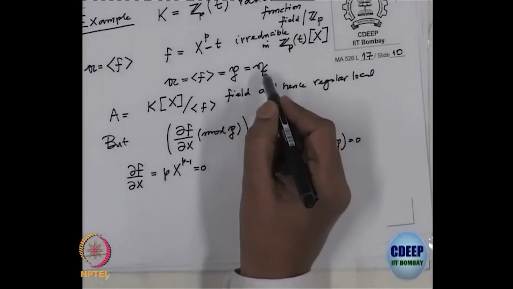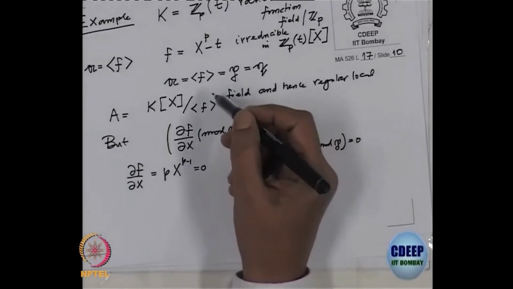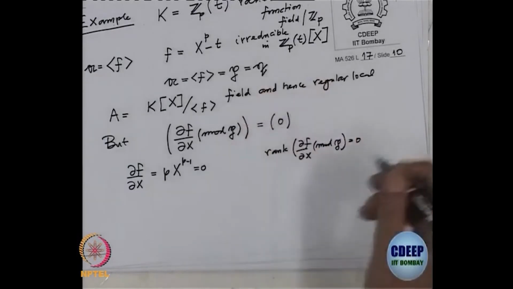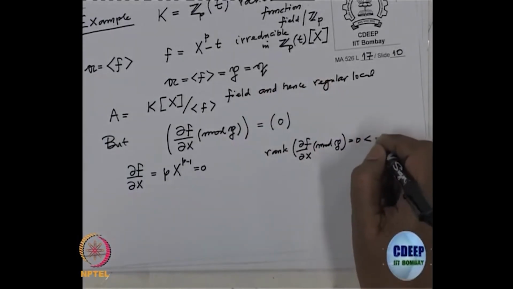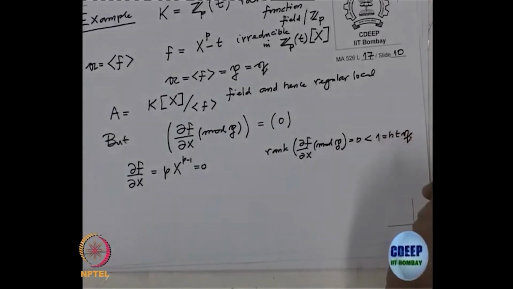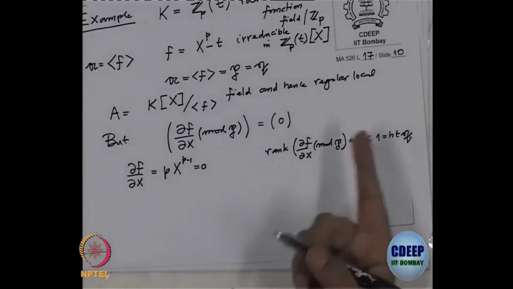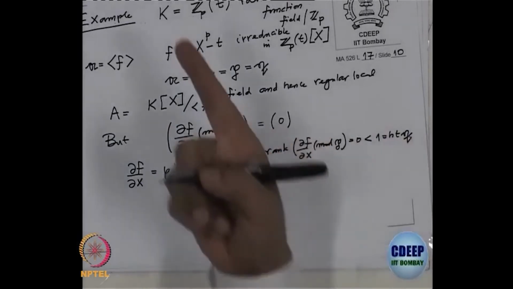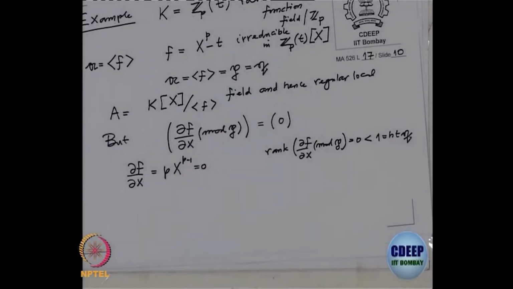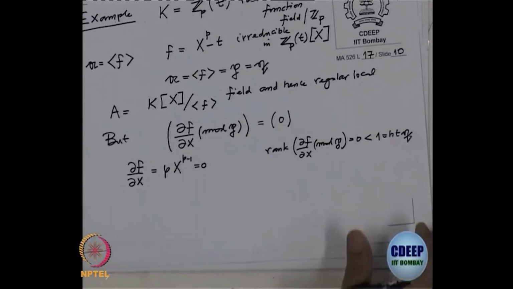And what is the height? Height of Q, it is a principal ideal in a polynomial ring. So, height is 1. So, the rank is strictly less than 1, which is the height of Q. So, therefore, in the C part, the converse of B does not hold, because this is the example. Okay, now let us take some more examples, so that one will realize how important it is for the calculation.